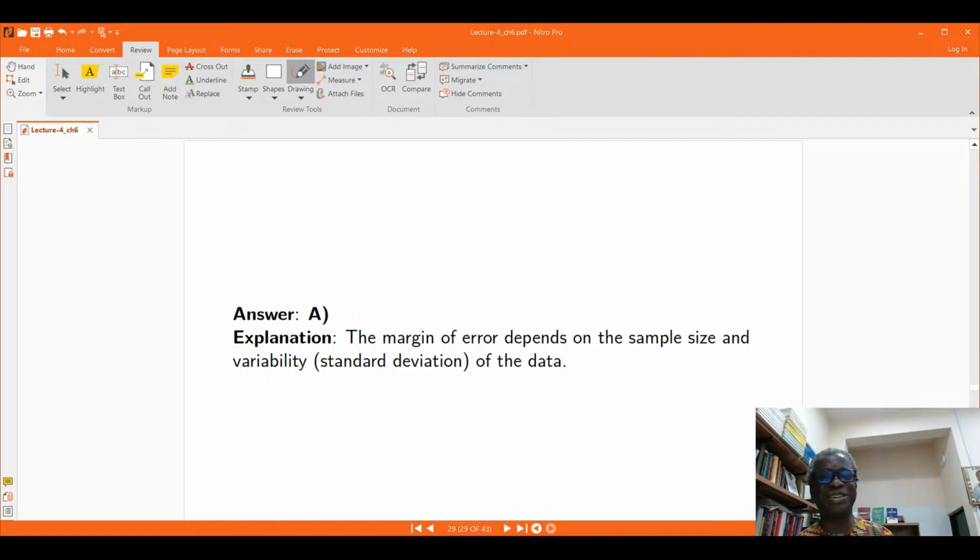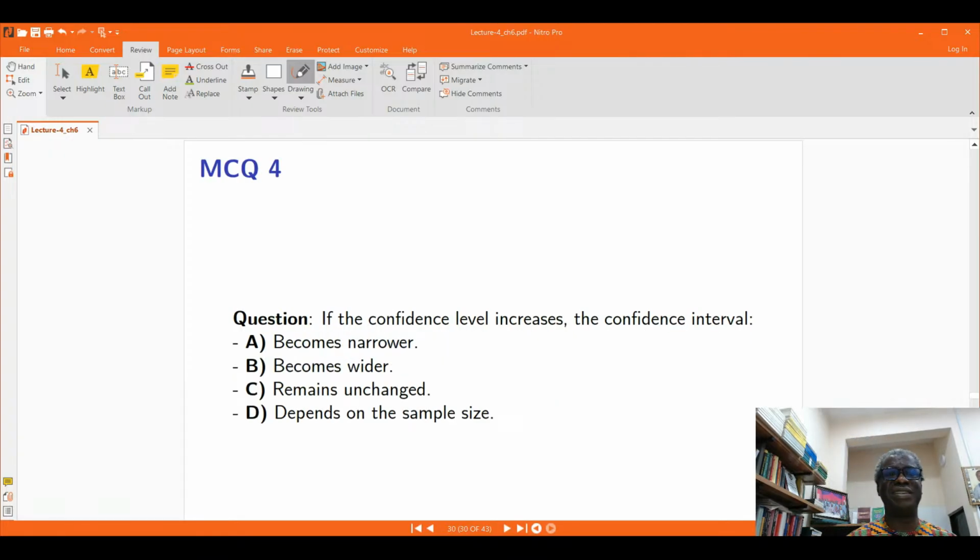A is the correct answer. The margin of error depends on the sample size and, of course, the standard deviation of the data. One thing is not included in the options, and that is the level of confidence. Remember, level of confidence is also very important.